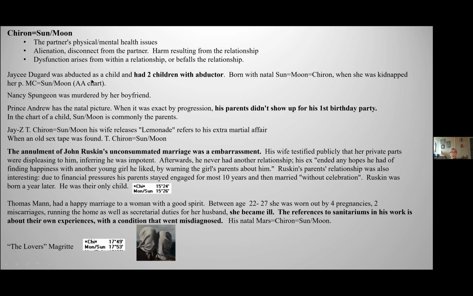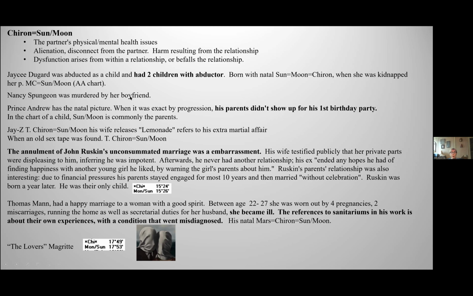So this was the illustration of a child who was abducted, had 2 children with her abductor. She was born with Sun equals Moon equals Chiron. That's the strongest you can have when they're all in aspect. But when she was kidnapped, she had a Sun Moon aspect, but it was with her midheaven connecting with the Sun Moon midpoint. And that's an AA chart. So we trust the midheaven coming to Sun Moon.